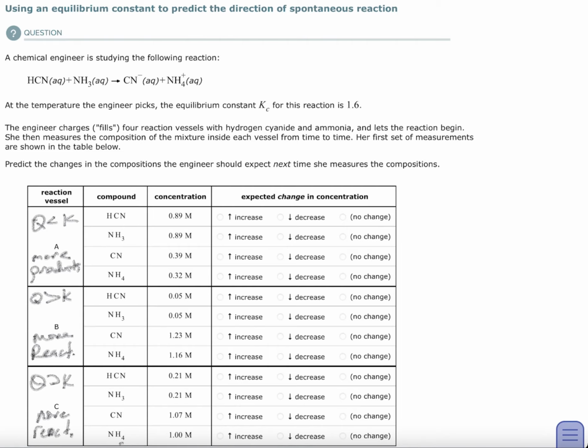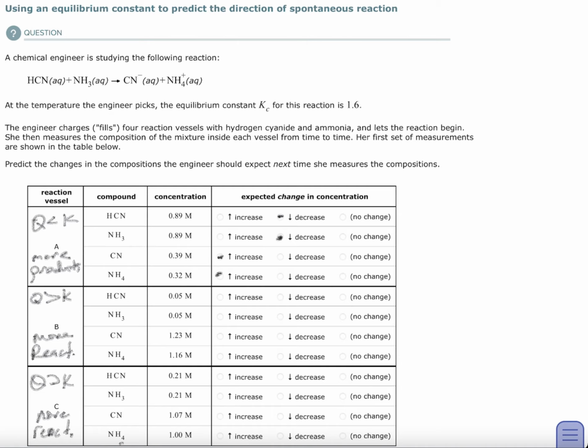So if Q is less than K, then HCN, which is a reactant, is going to do what? Well, if it needs to go forward, then it needs to decrease. Any of the reactants will decrease. So that means that the NH3 will decrease. And what will happen to the products? They're going to increase.